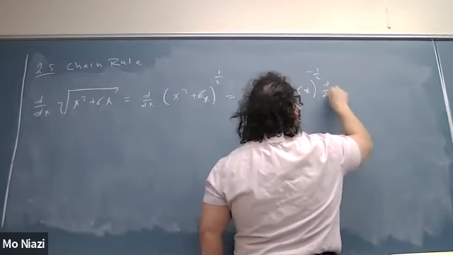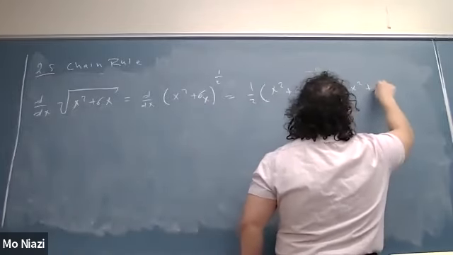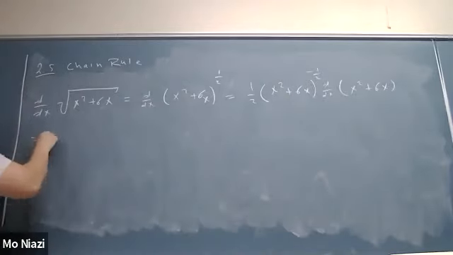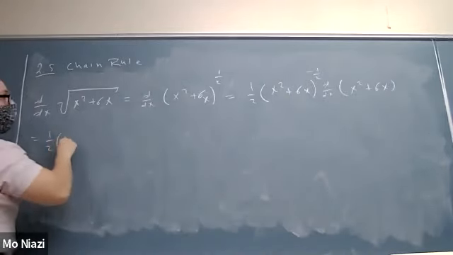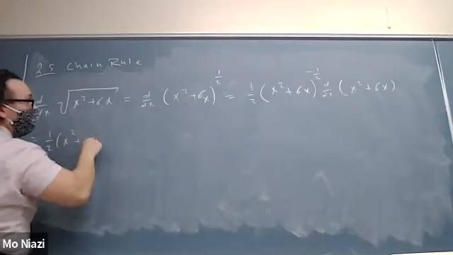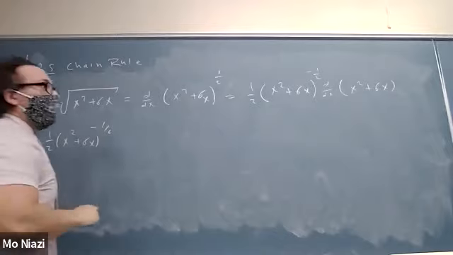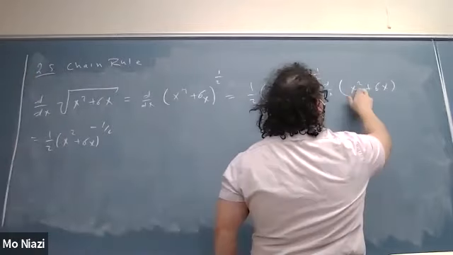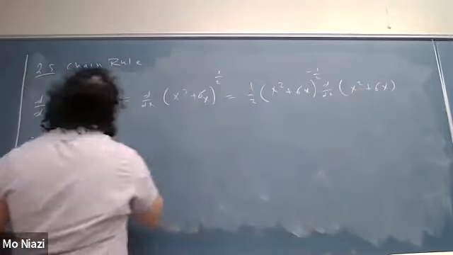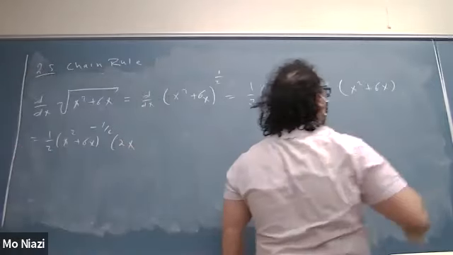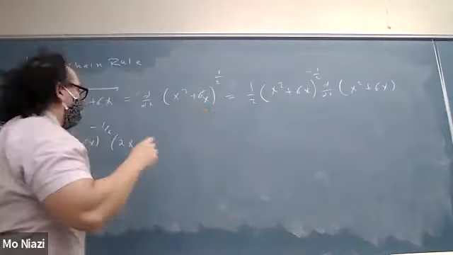Then d/dx of the inside function. So you end up getting, this is 1/2 times (x squared plus 6x) raised to the negative 1/2 power times d/dx of the inside function. We use the power rule here, so that brings the 2 down, so you get a 2x. And then when d/dx operates on 6x, it removes the x and it just becomes a 6.